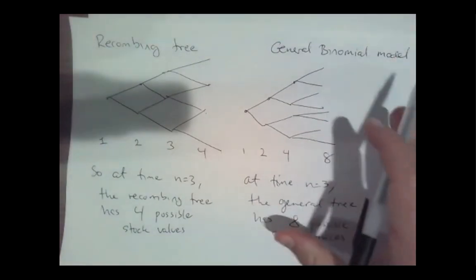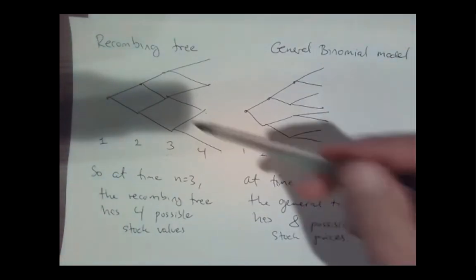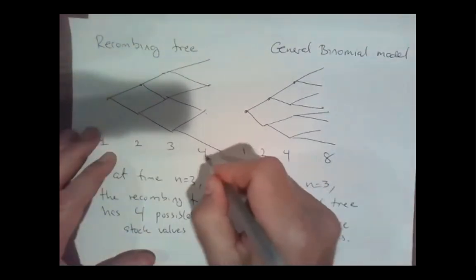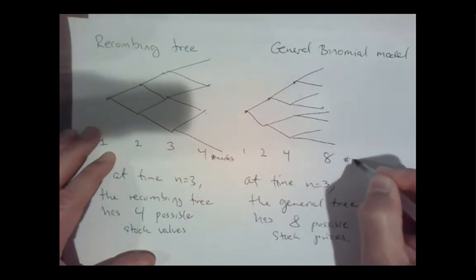So the non-recombining tree is significantly more complicated in terms of keeping track of all this. There are many more nodes in a non-recombining tree than there would be in a recombining tree. This here is the number of nodes.